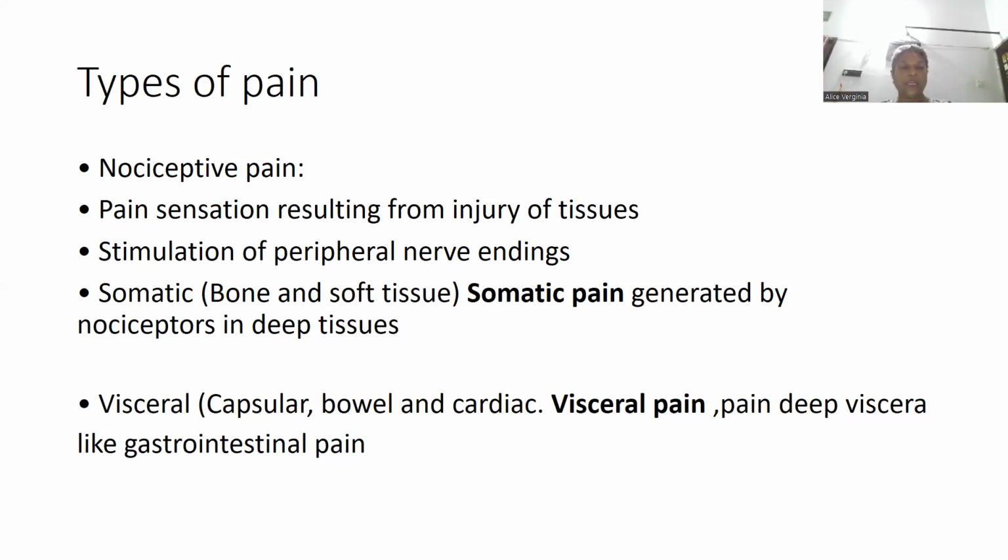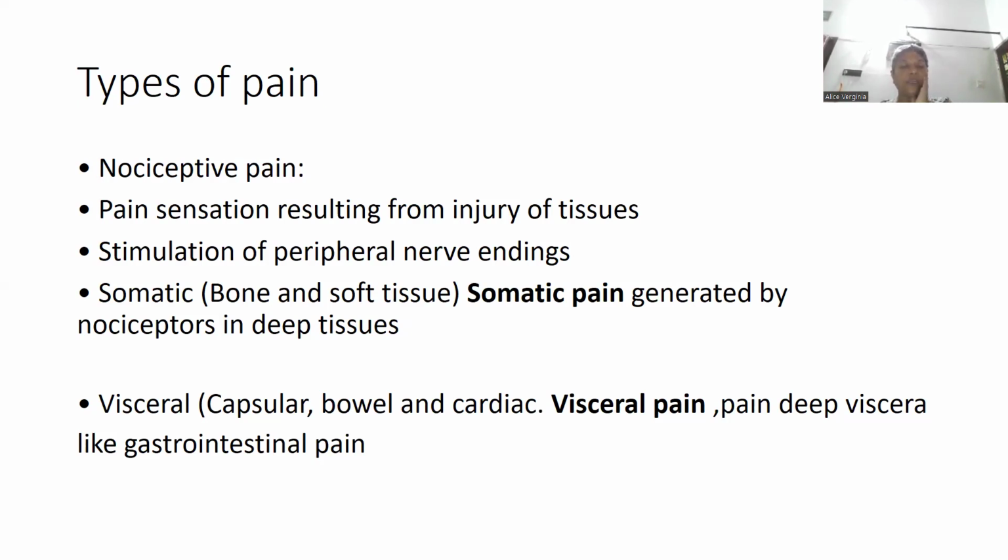So when we talk about types of pain, one is nociceptive pain and another one is neuropathic pain. Nociceptive pain usually results from the injury of the tissues, okay, and it's stimulation of the peripheral nerve endings. Like when a patient is having a cancer wound, the patient will feel very painful. The wound will be painful because all the nerve endings are stimulated or exposed.